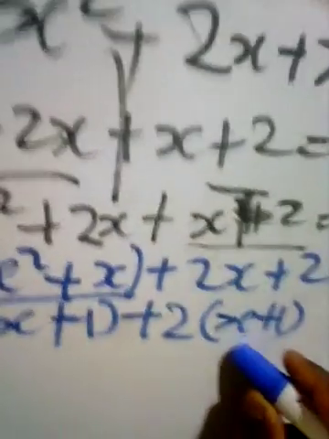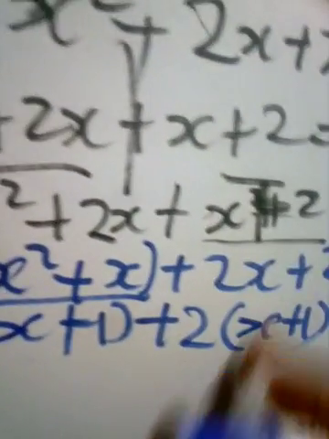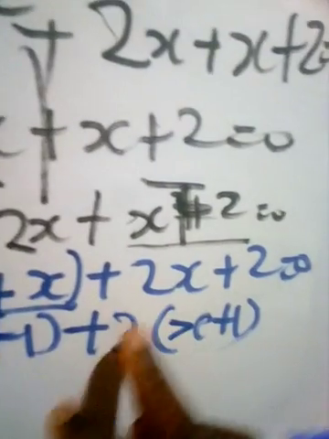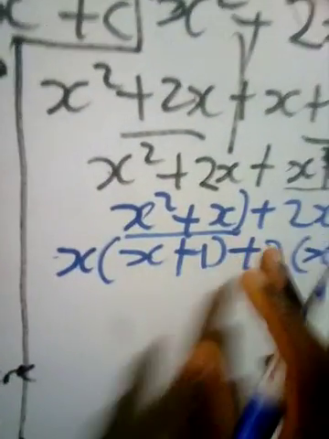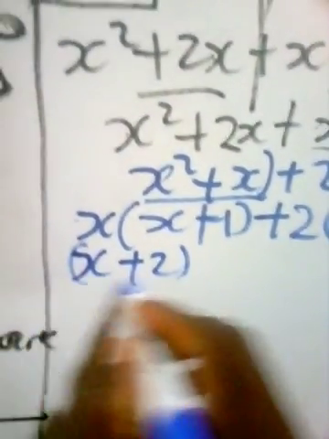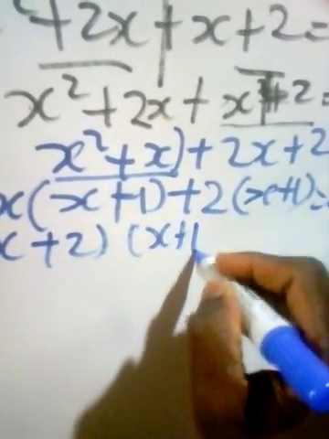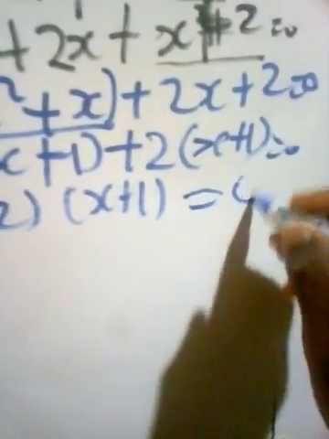It has to be the same value and also has to correspond to this. 2 times x gives me 2x, then 2 times 1 gives me 2. So it corresponds, equal to 0. Now I will take this and this out to give me x plus 2 in bracket and x plus 1. If I expand this, I will still end up with this equation. I'm going to show you how to do that at the end. Equal to 0.